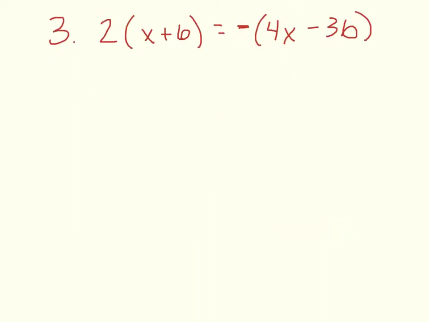Number 3. Okay, this is where we get into some distributing as well. Okay, so we got to remember how to distribute. Our biggest thing that I've seen lately is we're not multiplying to everything. Okay, so this 2 needs to multiply with the x and with that 6. Okay, so 2 times x is 2x, and 2 times +6 is +12.